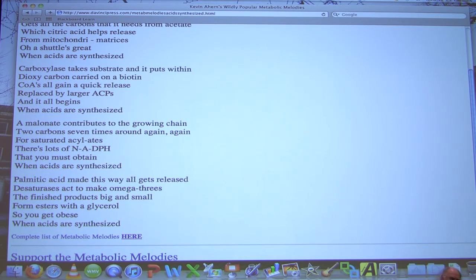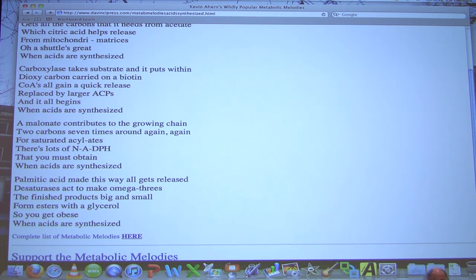For saturated acylates, there's lots of NADPH that you must obtain when acids are synthesized. Palmitic acid made this way all gets released. Desaturases act to make omega-3s. The finished products, big and small, form esters with the glycerol. So you get obese when acids are synthesized.